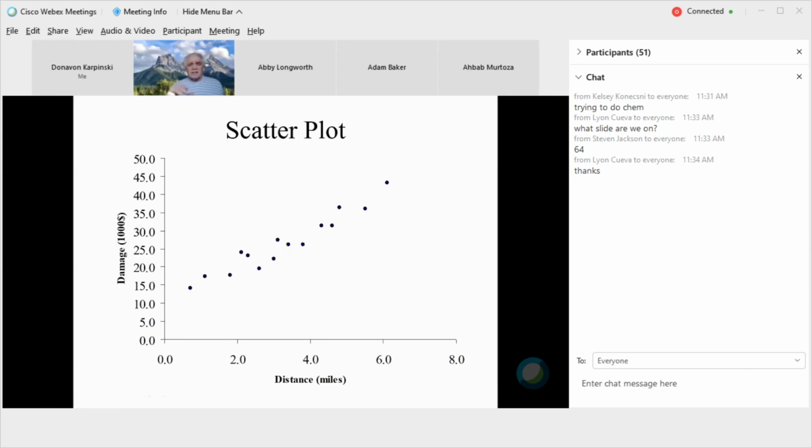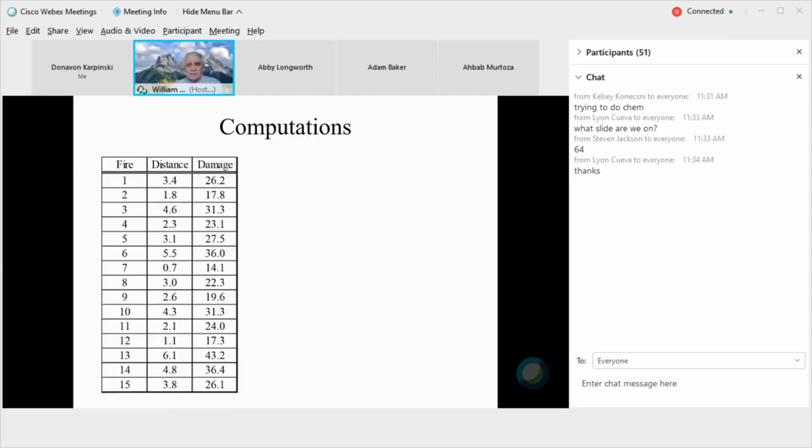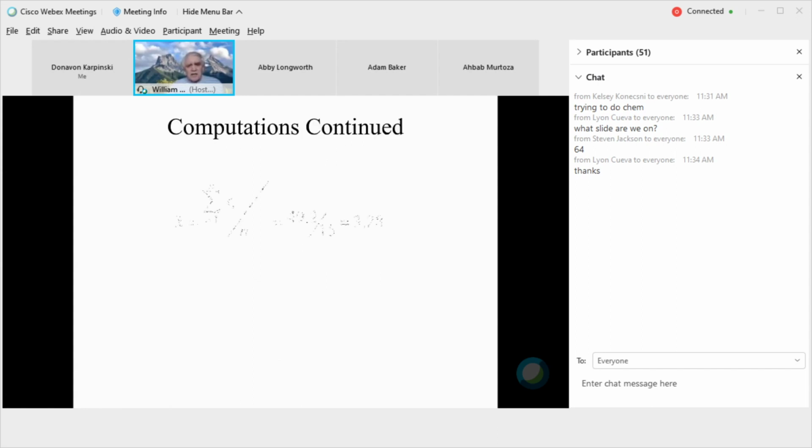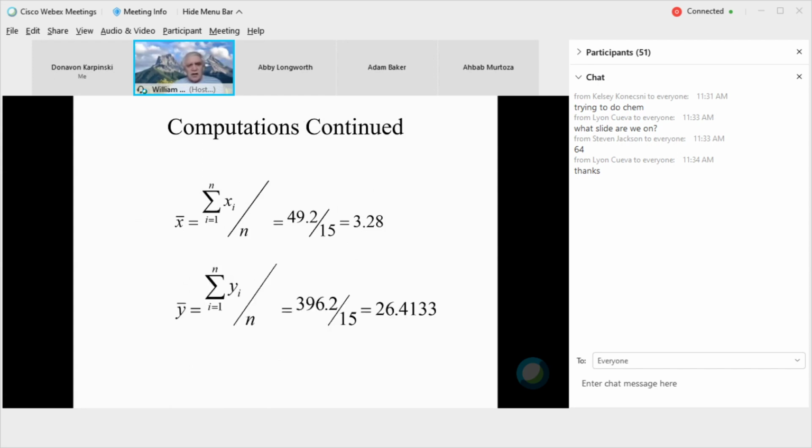If you plot a graph of that, you can see that as distance increases, the amount of damage is going up, almost a straight line. So let's do some calculations. The sum of the x's distance is 49.2, sum of the x squared, 196.16, sum of the y's, 396.2, sum of the y squareds, 11376.75, sum of the xi's times yi, and then from there we can compute x bar, which is the average distance, and the average cost, y bar.